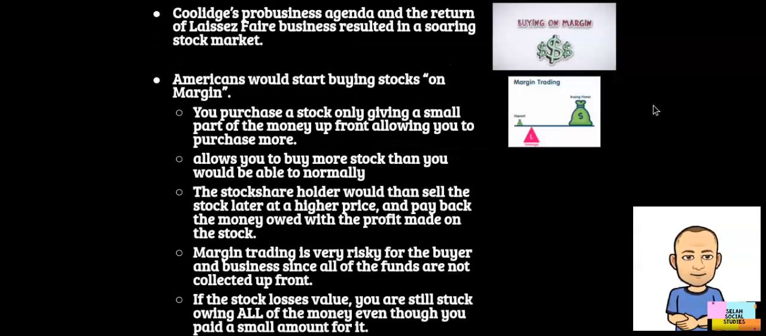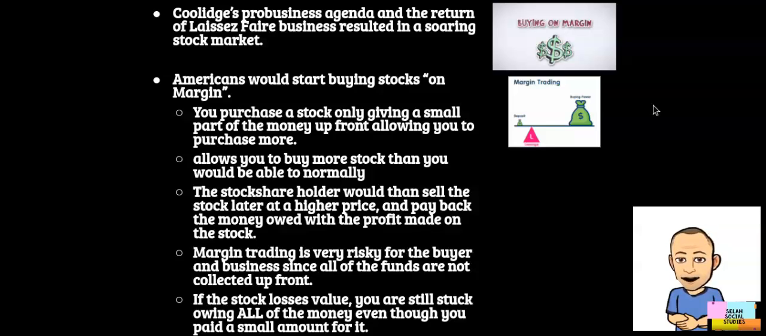And Coolidge's policies killed any progressive era government controls on business, and with the return of laissez-faire, or hands-off capitalism, the stock market soared to new heights. Another byproduct of the Coolidge presidency and the surging stock market was the purchasing power of buying on margin. Americans would use margin to purchase large amounts of stock. Margin would allow the average stock trader to purchase more stocks than normal because they would only pay a fraction of the cost of the stock up front, allowing them to purchase a lot more stock.